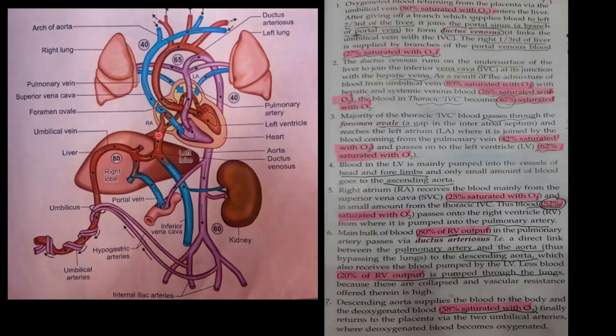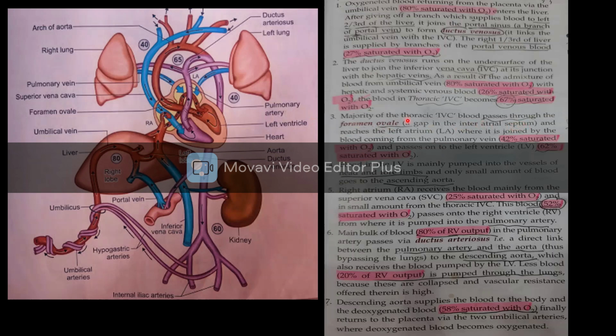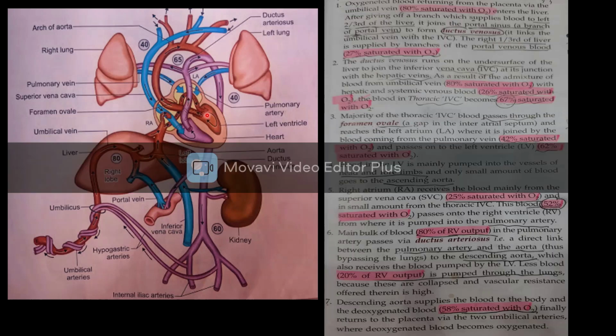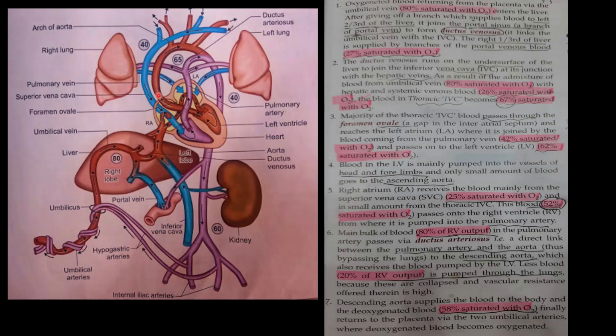Most of the blood reaching through the inferior vena cava passes through the foramen ovale, which is a gap in the interatrial septum, and reaches the left atrium, where it is joined by the blood coming from the pulmonary vein, which is 42%. This is the pulmonary vein, the blue one, which carries blood 42% saturated with oxygen, and then it passes on to the left ventricle, where the final oxygen saturation of blood is 62%, and this blood then goes to the aorta to be supplied to the body.